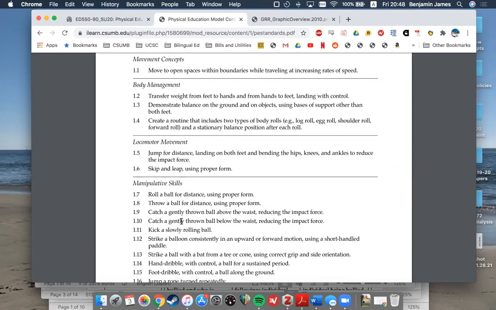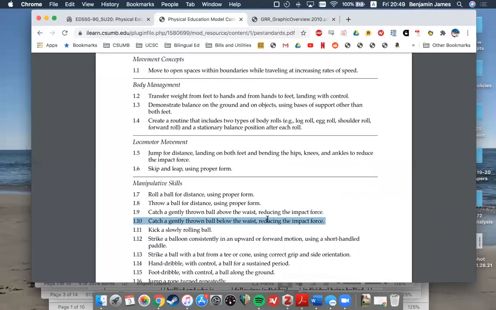So you might incorporate that into your integration plan, but you've got to think, okay, how am I going to introduce how to catch a gently thrown ball below the waist? How am I going to model that? How am I going to structure a practice activity for them to do that? And then how am I going to assess it? When they're doing it during the ELA lesson, how am I going to assess that?